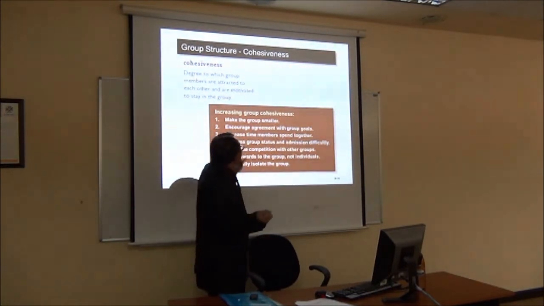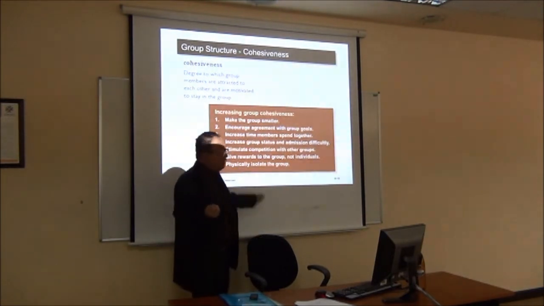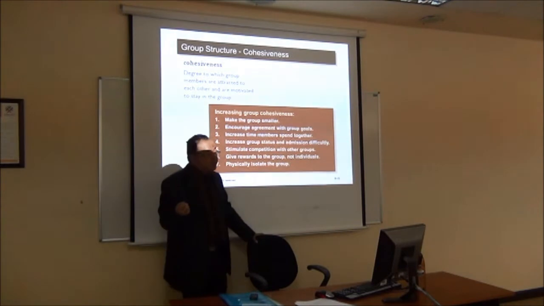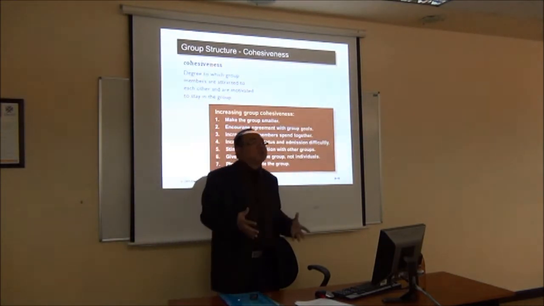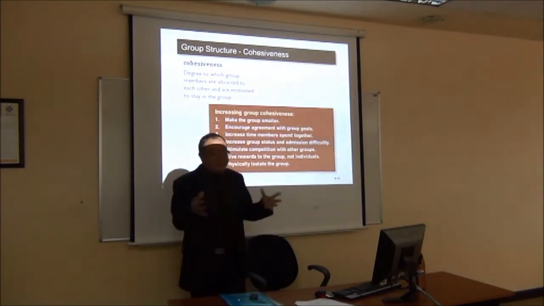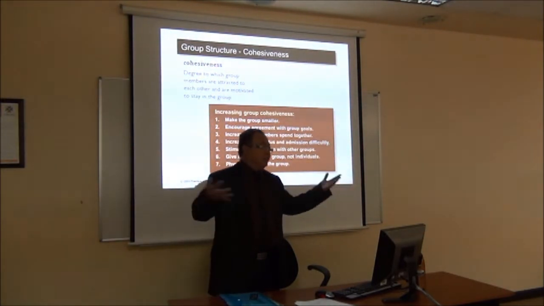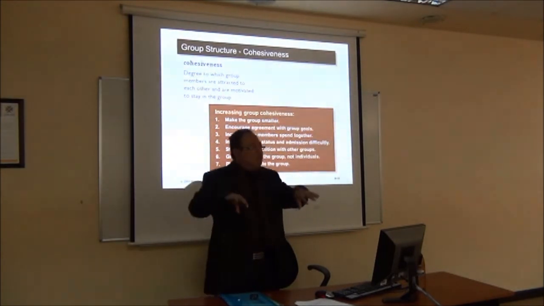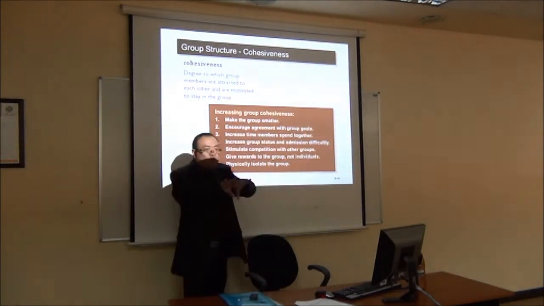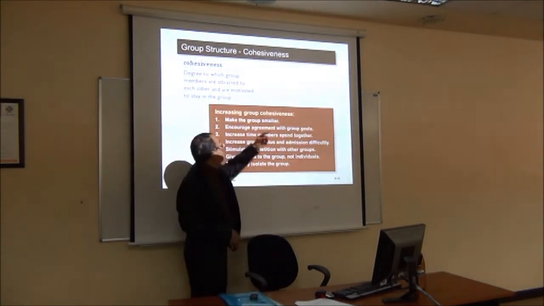So how to make the team more cohesive? Well, these are 7 examples. First of all, make the group smaller. Now, this only works if the reason for the lack of cohesiveness is that the team is too large. If the team is like 15 members and you find that there are subgroups within that team, then it's an indication that you should divide that team into smaller teams. Make the group smaller.